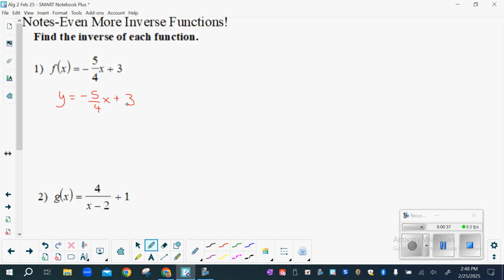So now we want to interchange the x and y. That's what it means when we're finding the inverse. So x equals negative 5/4 y plus 3. And then what would our next step be? Minus 3. Good. So we get x minus 3 is negative 5/4 y. What would our next step be then?